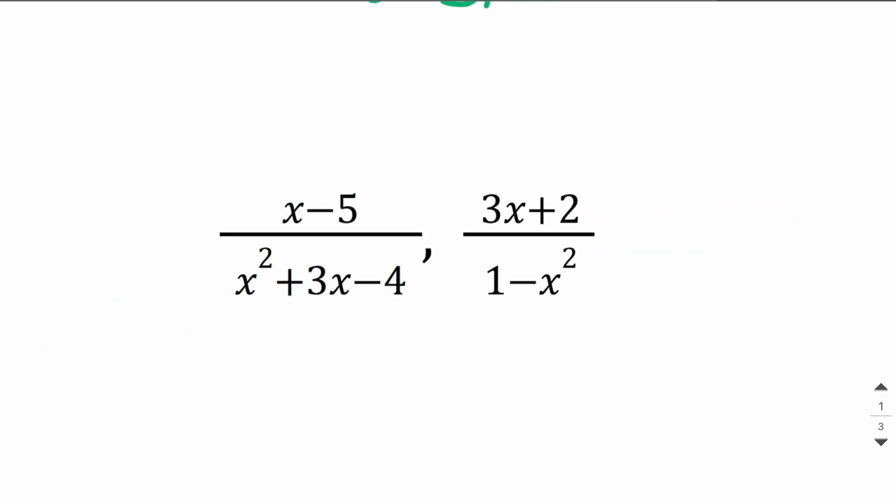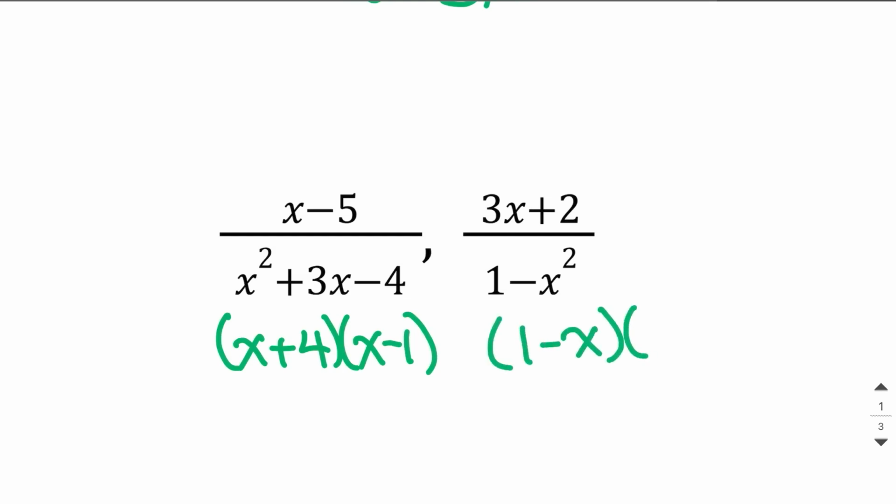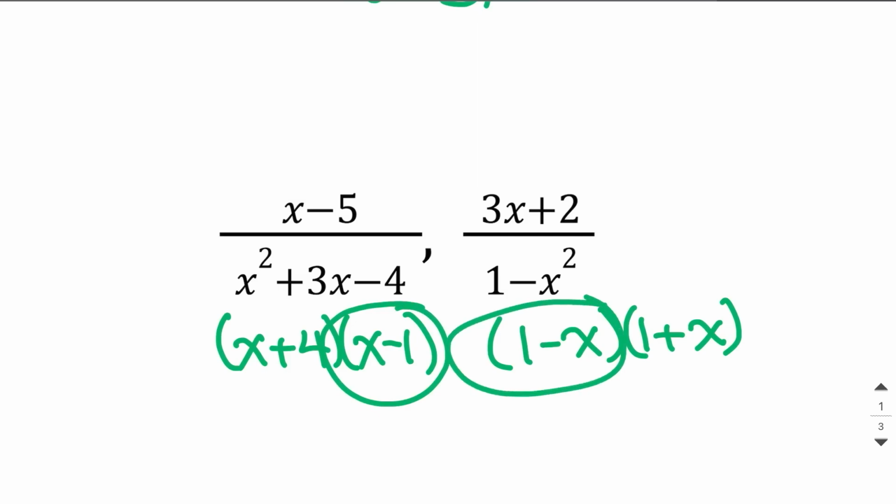In the next example, I'm going to factor this again. So right here, this denominator is going to be x plus 4 times x minus 1, and this denominator is going to be 1 minus x times 1 plus x. The 1 goes first because we have a 1 here first. Now I have to take a look at this really carefully, and I can see that these right here are negations of each other.